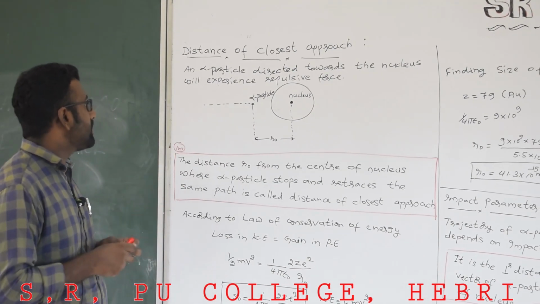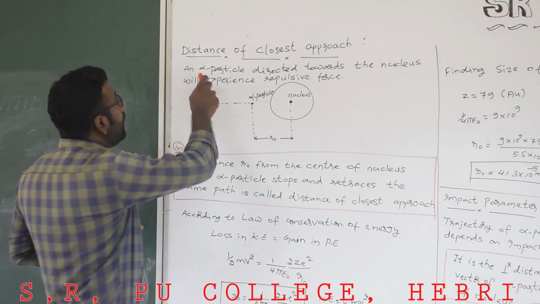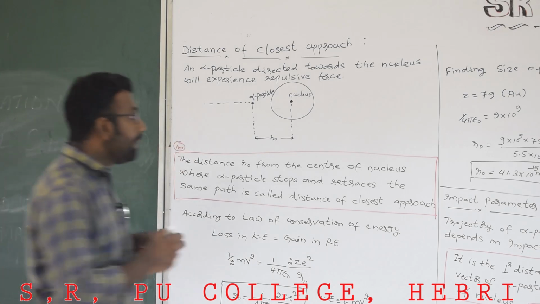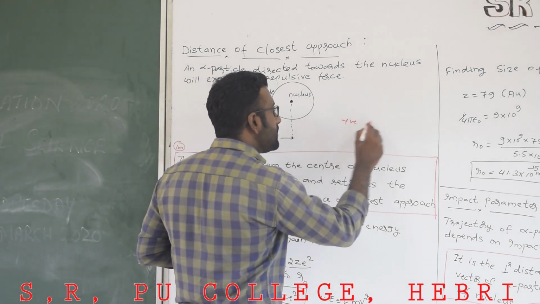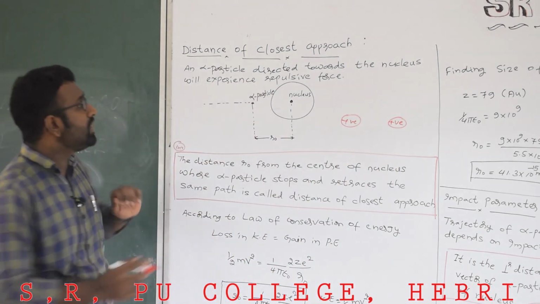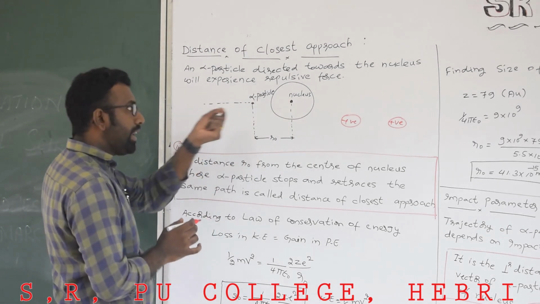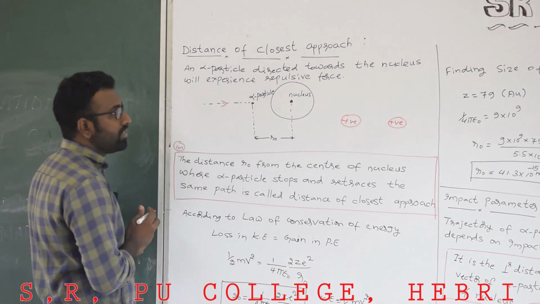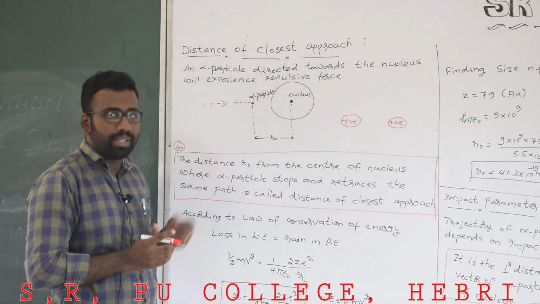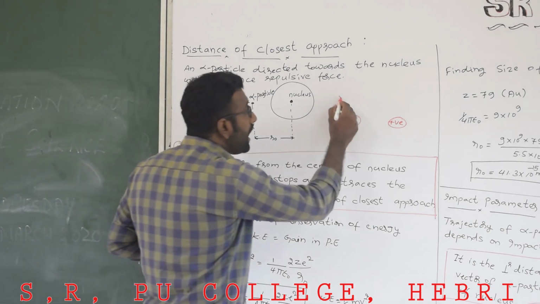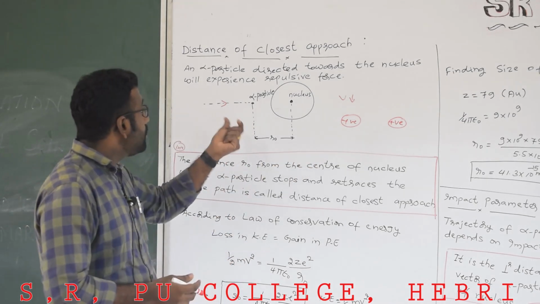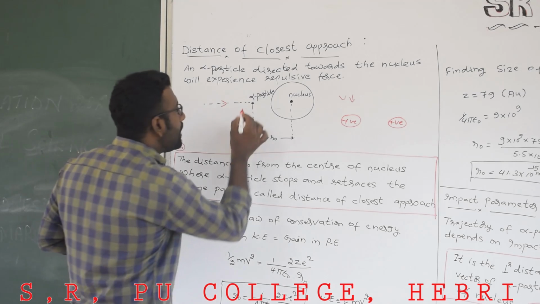So what is actually the distance of closest approach? We know that an alpha particle directed towards a nucleus will experience a repulsive force. Why? Because the alpha particle is positively charged as well as the nucleus is also positively charged. Let me consider a nucleus over here and an alpha particle directed towards it. As the alpha particle approaches nearer and nearer to the nucleus, what happens? The velocity of the alpha particle goes on decreasing. Why? Because of the repulsion. So it goes on decreasing until a particular point.